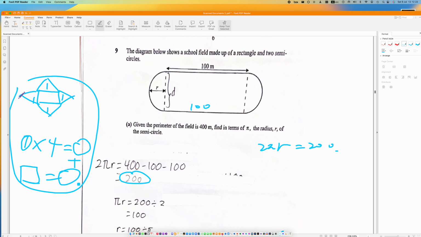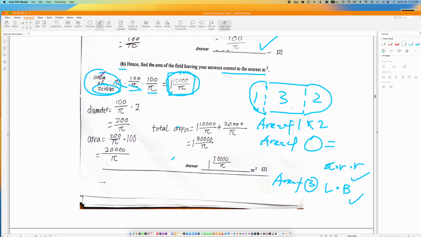Okay? Don't go and write area of 2 circles. I don't see area of 2 circles. It doesn't make sense. If you label the figure 1, figure 2, figure 3, you just go and find out the area of 1, 2, and 3. If you look at this, there is no way you will write area of 2 circles because there are no 2 circles here. 2 semicircles, yes, but no 2 circles. Okay? 2 semicircles is 1 circle. Make it simple.